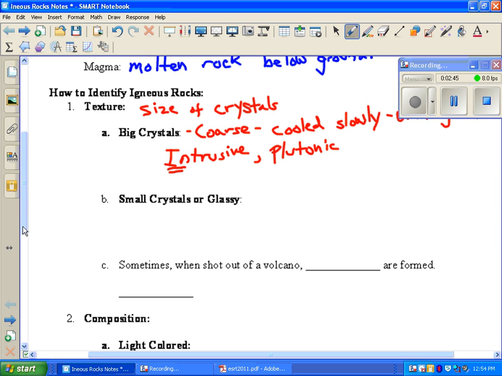Now, if it has small crystals, we call it fine rather than coarse. Or if it's glassy, meaning no crystals at all, that means it had to cool fast, because the crystals didn't have time to grow big. So these cooled fast or quickly, above the ground. And the names for those are going to be extrusive.